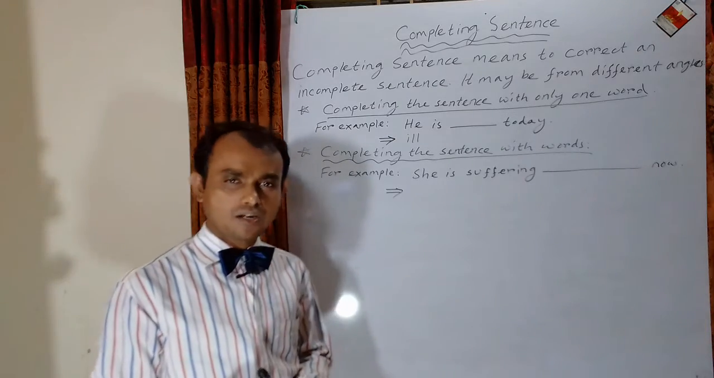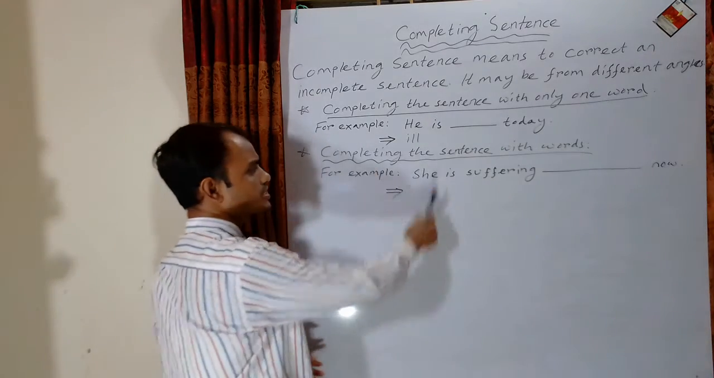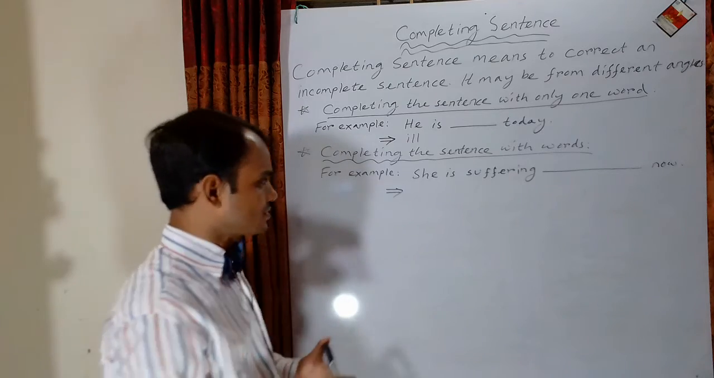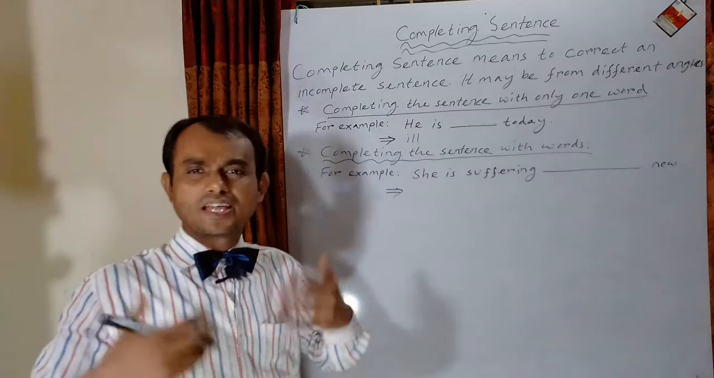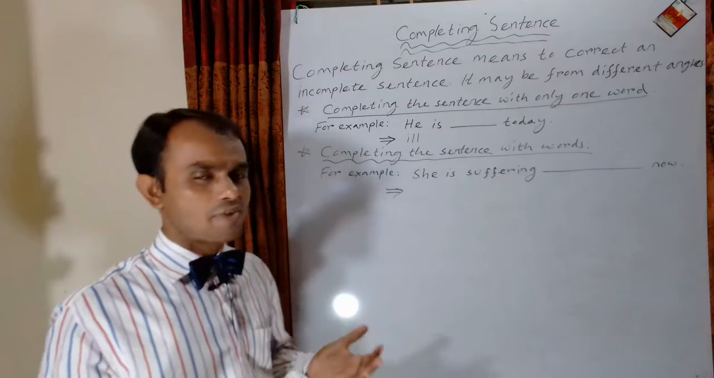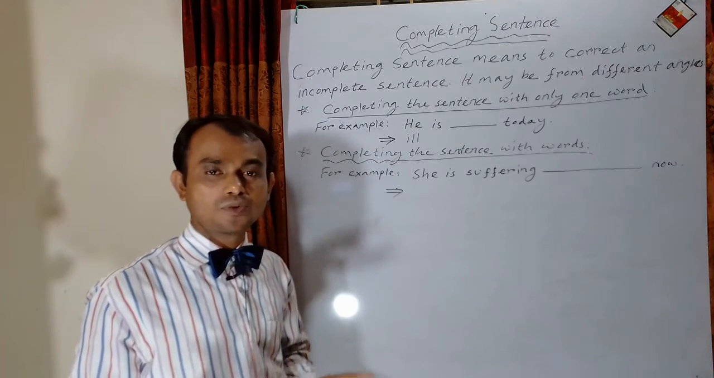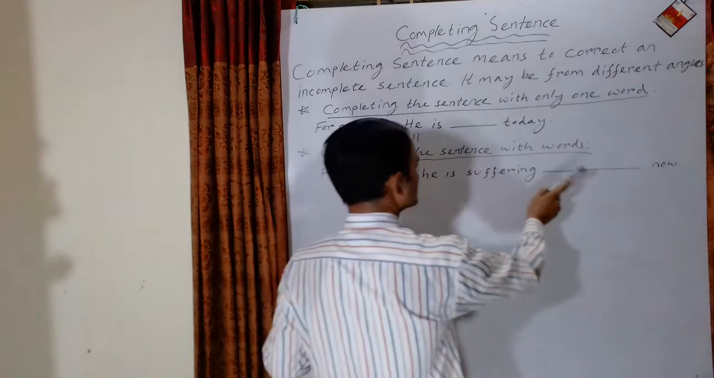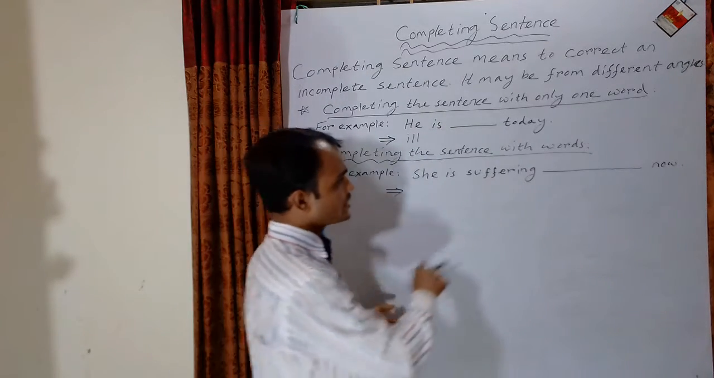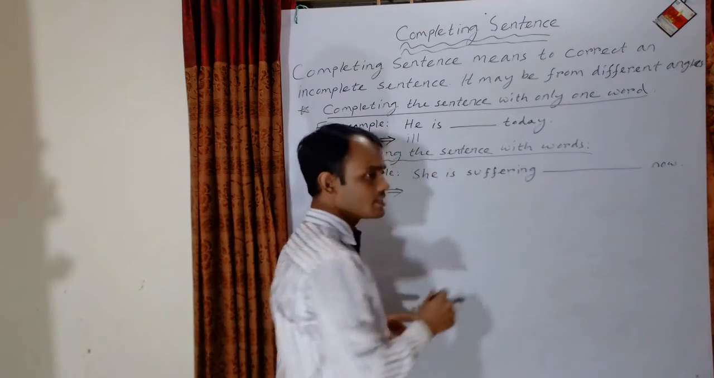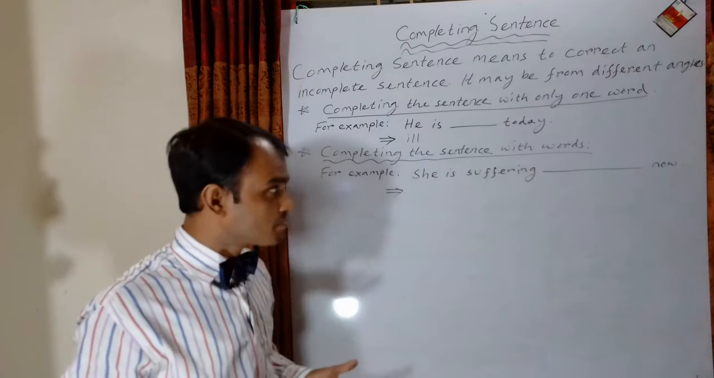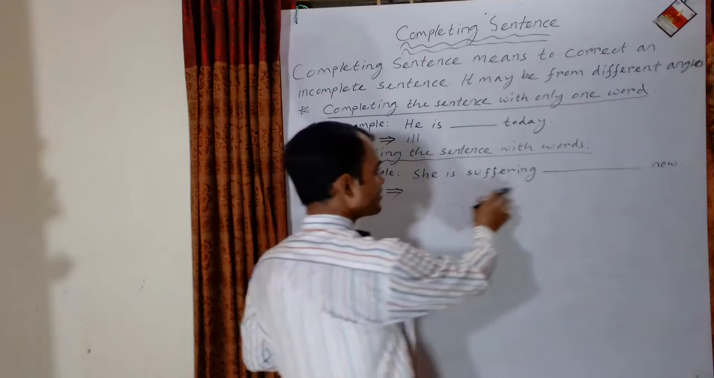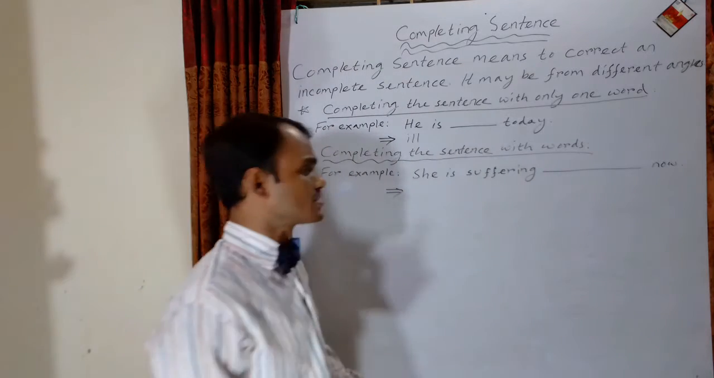I have written another option, another angle, completing the sentence with words. From this angle, we can understand there will be a gap, and that gap must be filled with more than one word. Okay. For example, she is suffering dash now. We find a gap in this sentence, and this gap we can fill up with more than one word. She is suffering dash now.